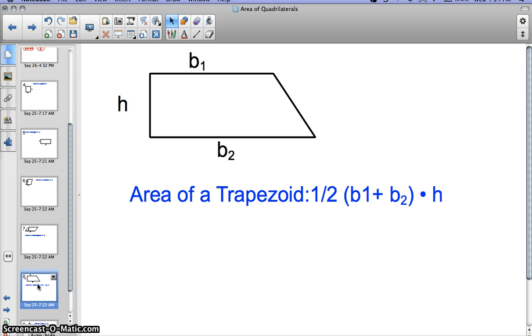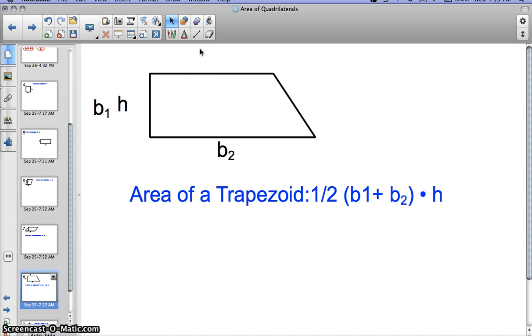Alright, here's the one that trips people up sometimes. This is the trapezoid. Now, the trapezoid has a little bit of a funky formula, but once you get the hang of it, or once you memorize it, it's really pretty easy. So 1/2 base 1 plus base 2 times the height.